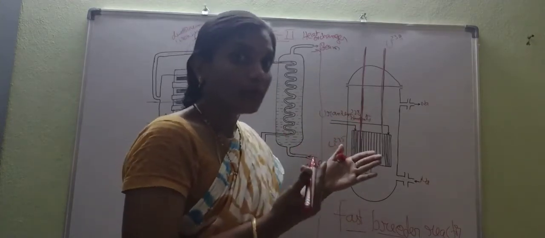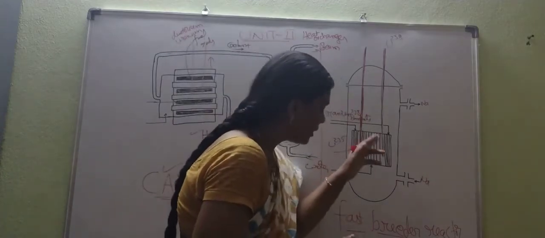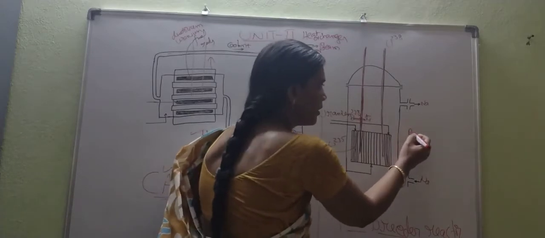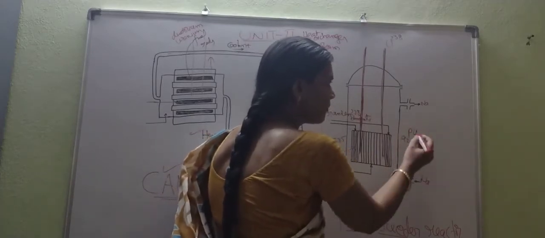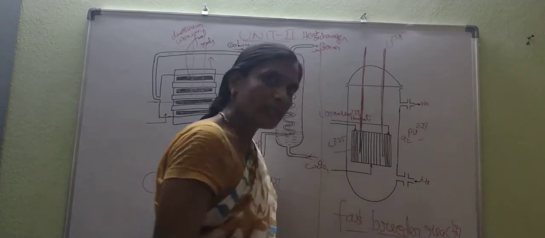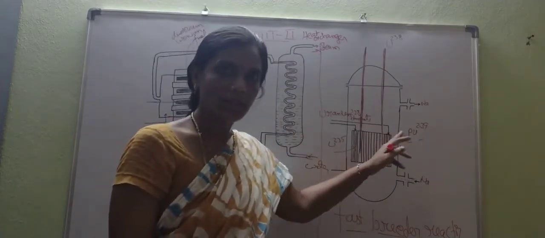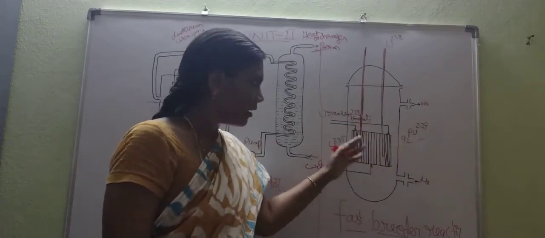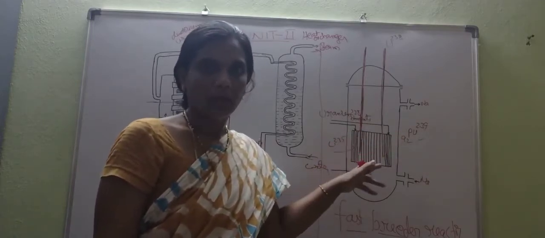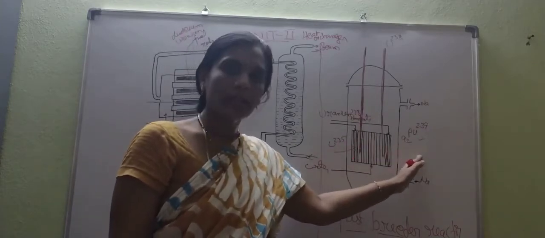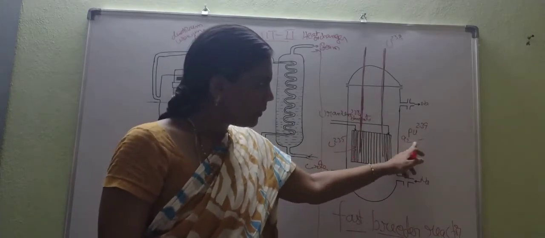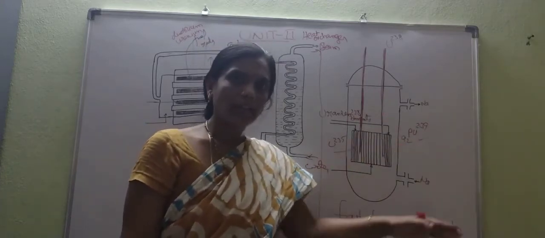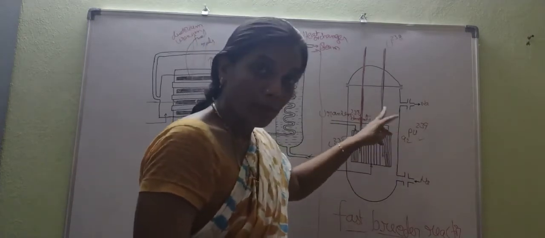Then when the uranium-238 blankets interact, what happens? It will give plutonium-239. So this fissile material is also developed in the reactor core during this process. Due to this also heat is generated. This will again react with neutrons and cause further collisions.